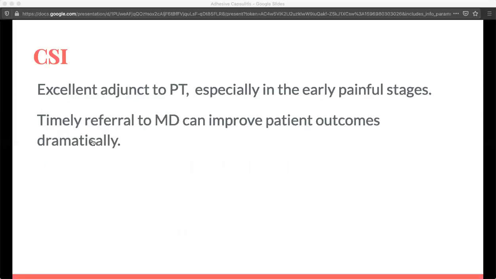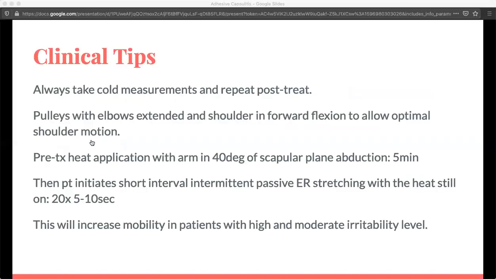CSI, excellent adjunct to therapy, especially in the early stages when the pain levels are high. We talked about this, talk to the MD, and you'll see a dramatic change. Corticosteroid injections for frozen shoulder, a big yes, resounding yes, several studies to back that up.